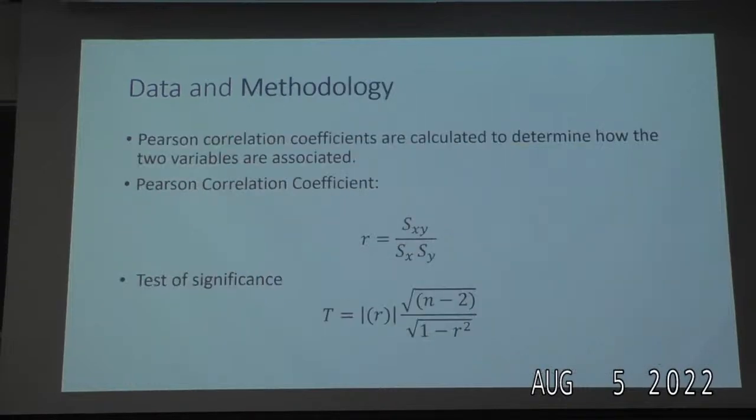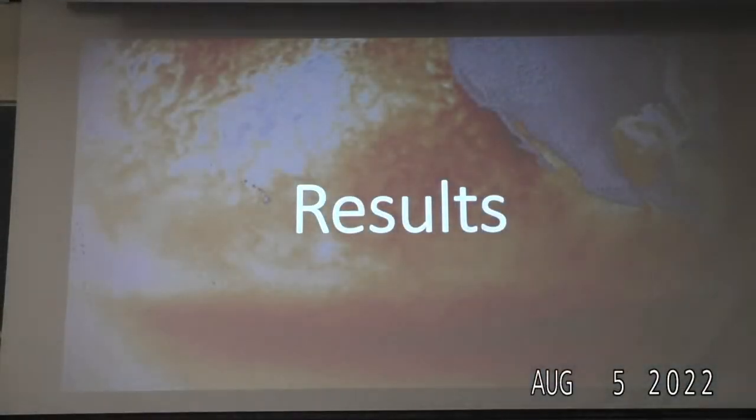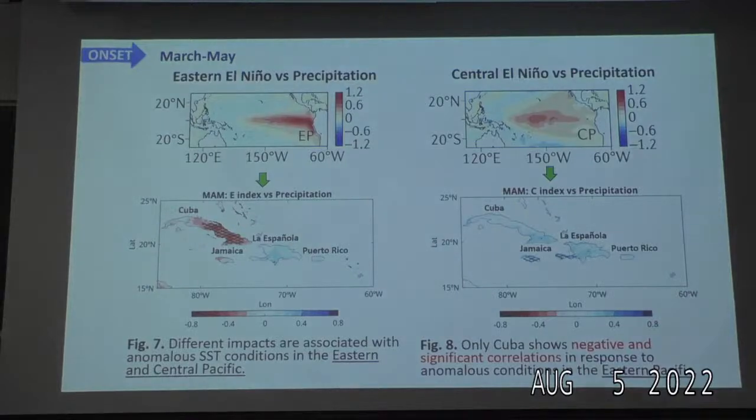And also, we used Pearson correlation coefficients to determine how the two variables, the precipitation and the indices, are associated. We also used a significance test to see the correlations between both variables. And these are the results that we obtained.